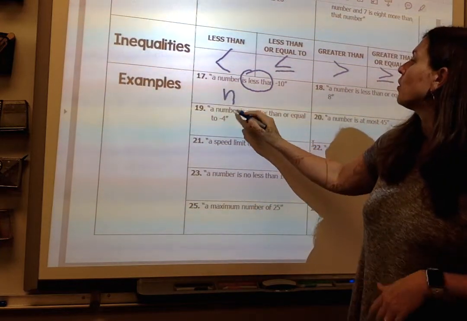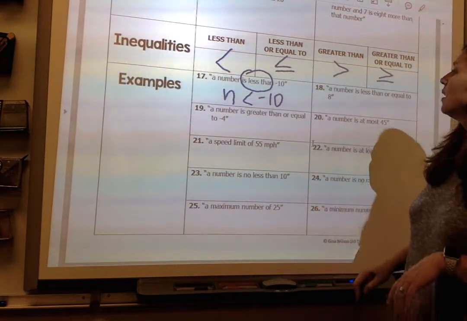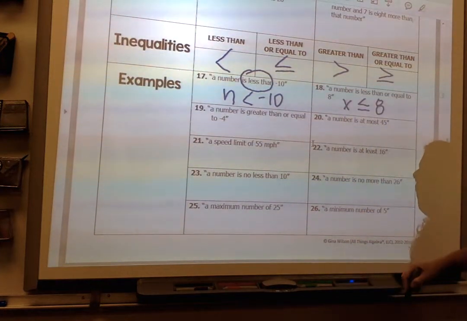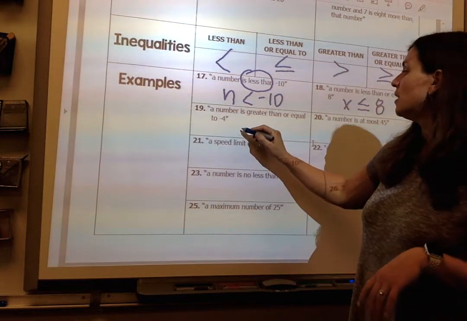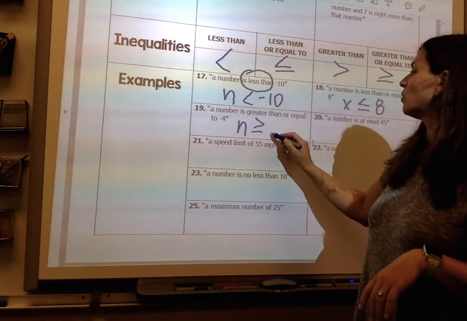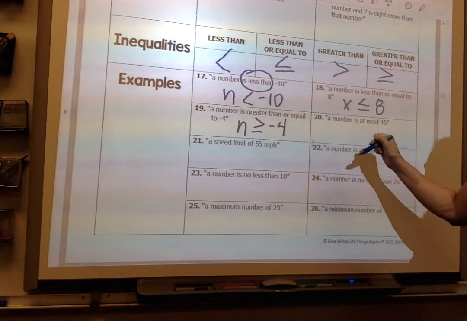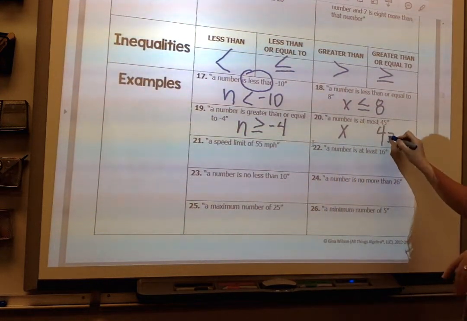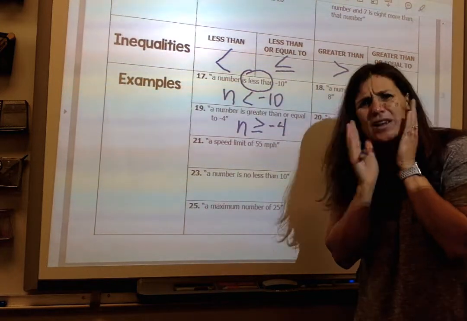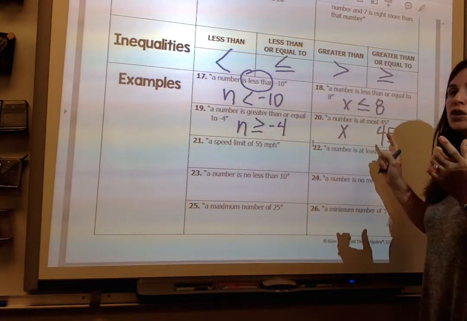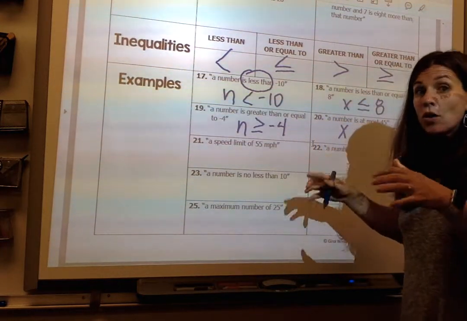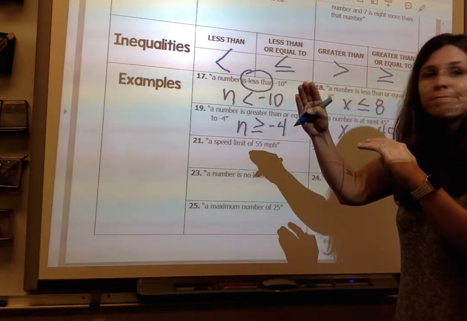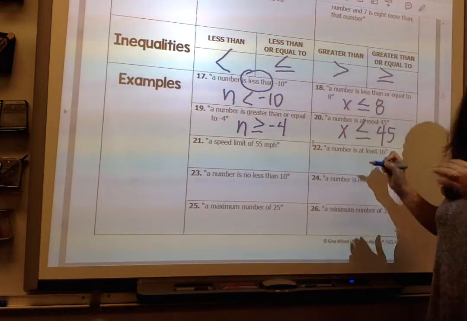So a number is less than negative 10. Number 18, a number is less than or equal to 8. Number 19, a number is greater than or equal to negative 4. 20, a number is at most 45. So this is where I have to ask myself, oh, that's tricky. If it is at most 45, can it be greater than 45? If it's at most 45, can it be more than 45? It's got to be less than or equal to 45.